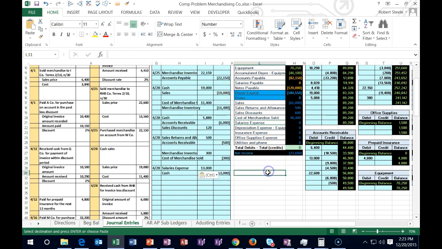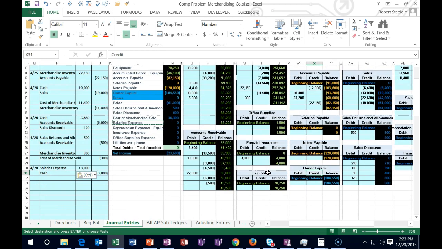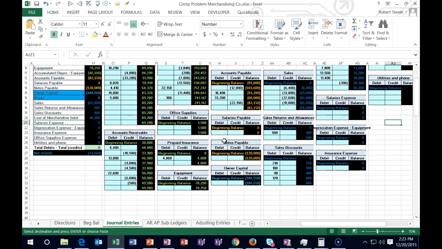And I'm going to go ahead and post this out. So let's scroll over here. We're looking for salaries expense. Expenses are down here in the blue area, so we're going to have to go all the way over here in the blue area. So there's sales. Okay, here's salary. So it's right there. It's going to be on the debit side.